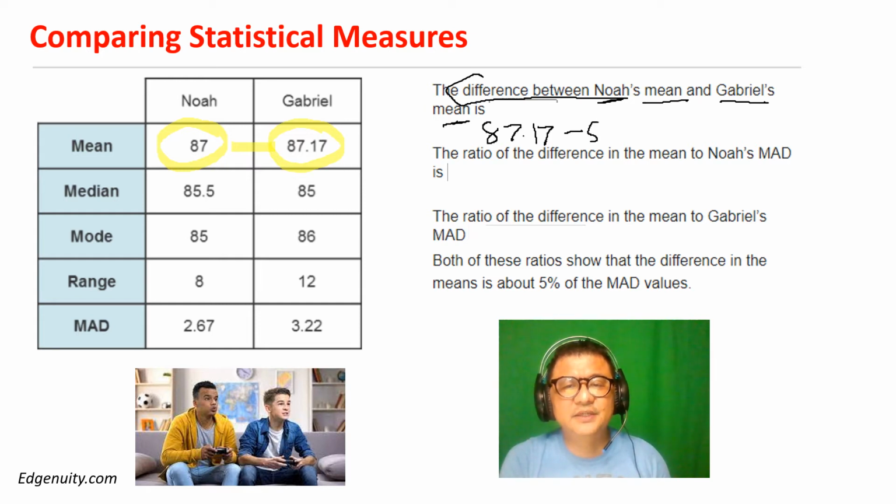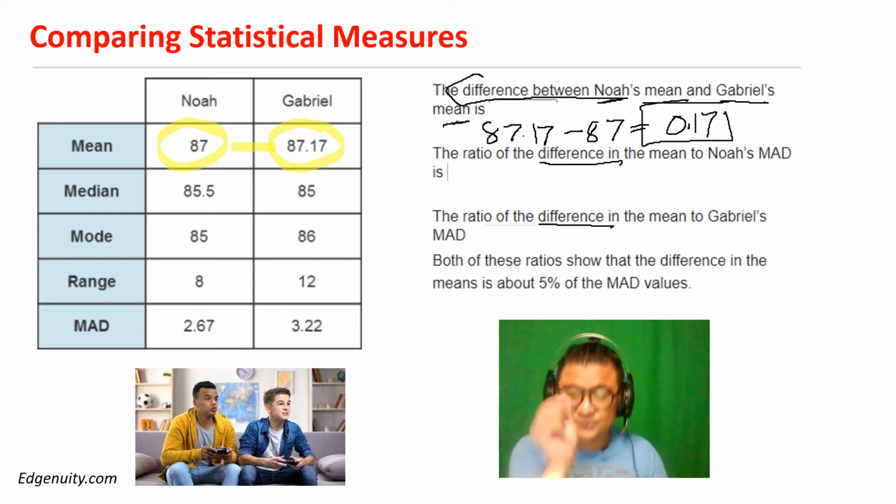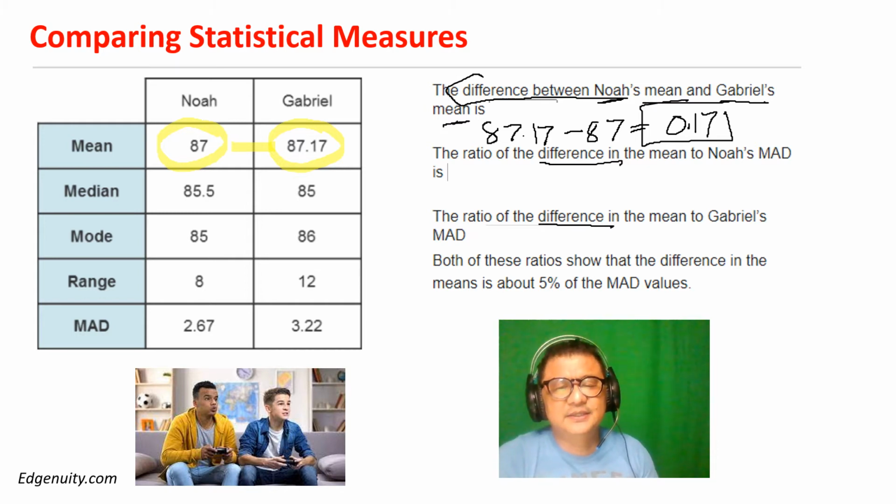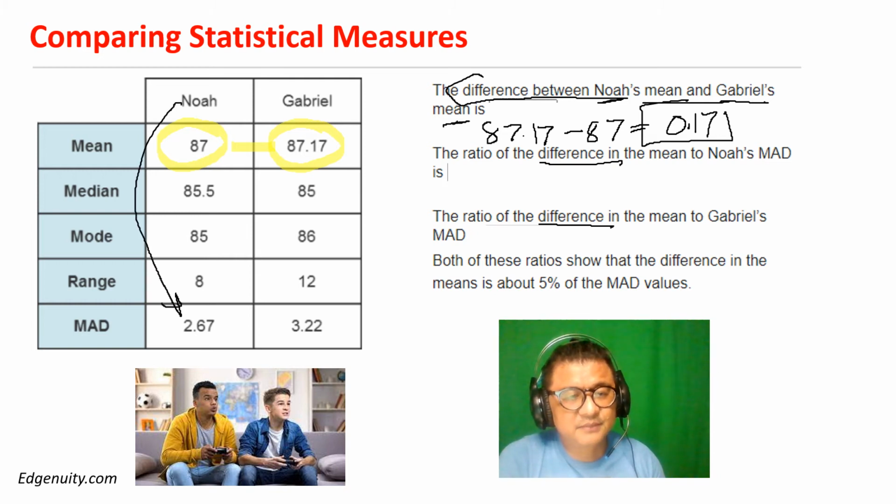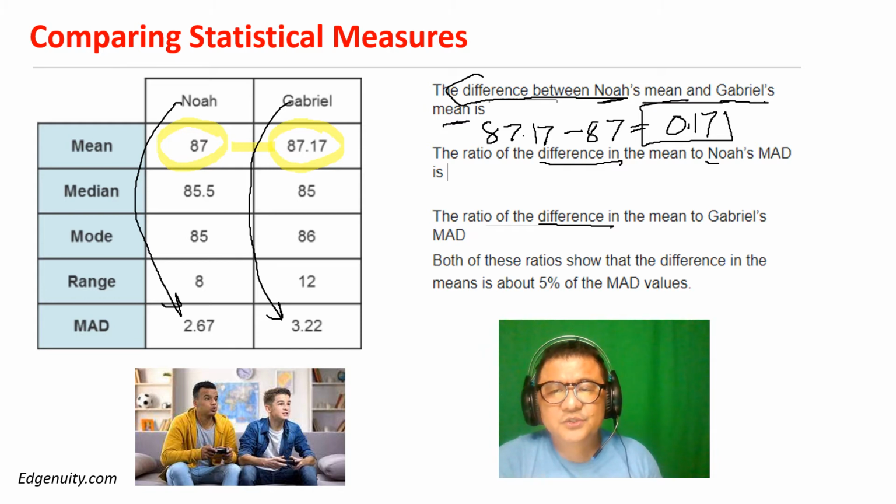87.17 minus 87 is 0.17. That's the difference. We will use that. Okay, next. We will divide that difference by the MAD. Now, for Noah, we will divide it by the MAD. Okay, check this out. So let's start with Noah.